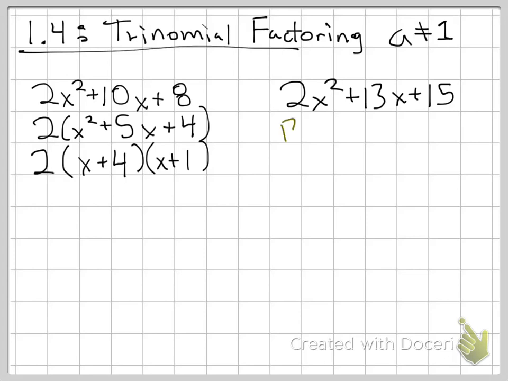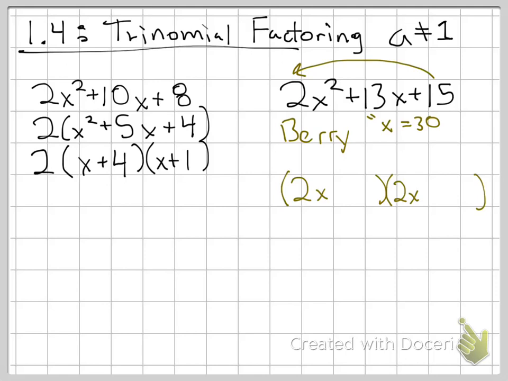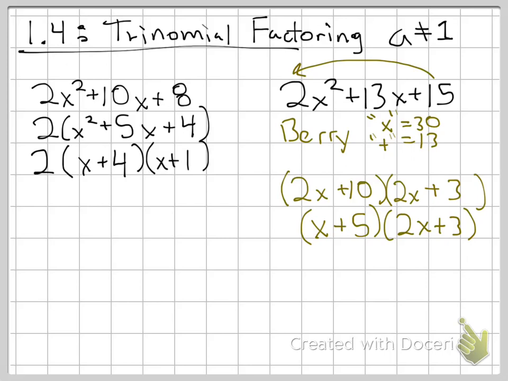So for this, using the Berry method, I'm going to make both of them 2x. So I'm going to multiply to equal 30. It's got to add to equal 13. What do we pick? 10 and 3. I can reduce the one on the left, becomes x plus 5. The one on the right becomes 2x plus 3. Same answers we had? Oops, sorry.